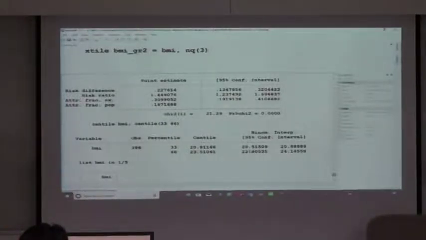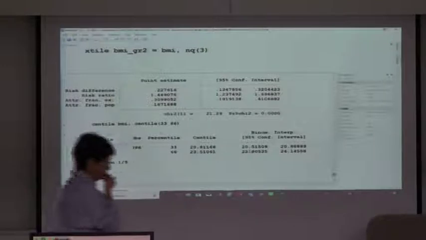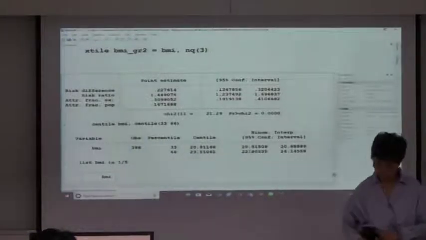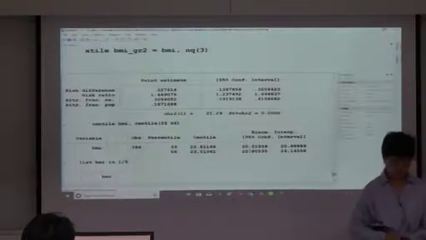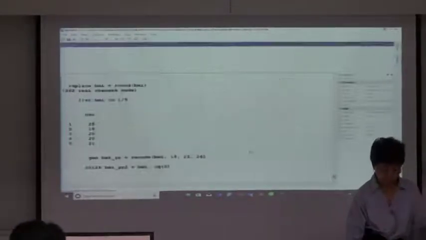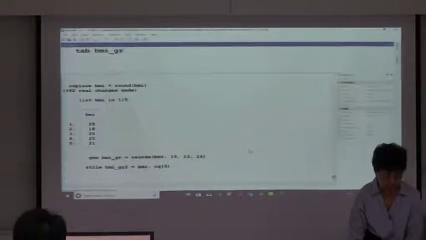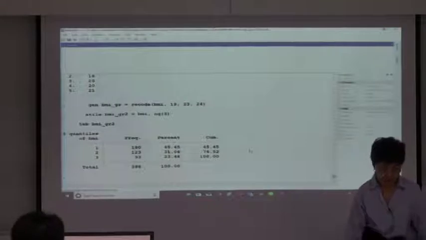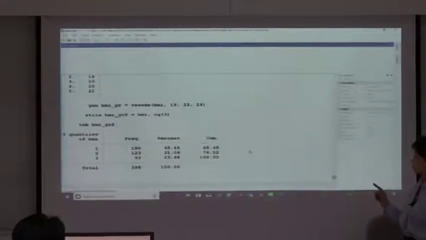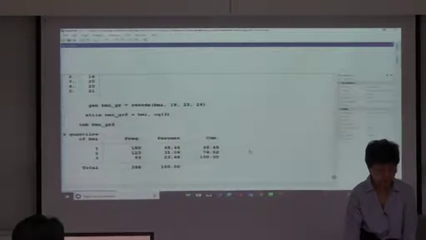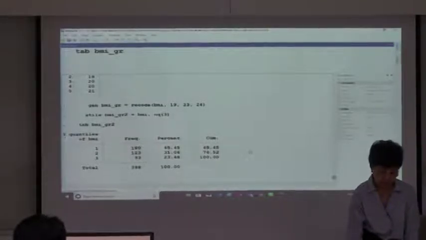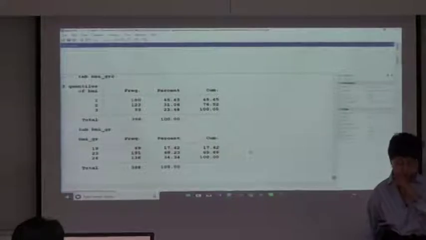And then 40% time, 60% high, 80% and higher than 80%. Okay, let's tabulate. BMI GR3 or GR2. And tabulate BMI GR. You see, it's a little bit different.